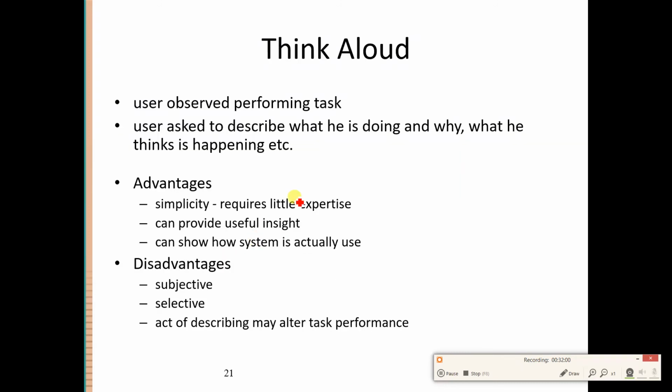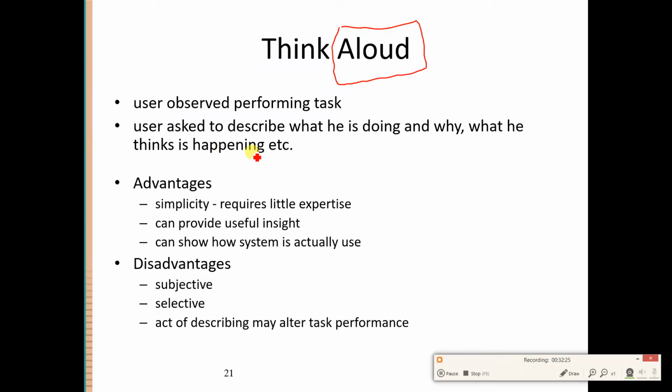First is the think aloud. We are thinking, but we are thinking aloud. We are talking during the thinking. In this type of evaluation, the user is observed performing tasks. We are observing the user who is performing the task, and the user is asked to describe what he is doing and why, and what he thinks is happening.